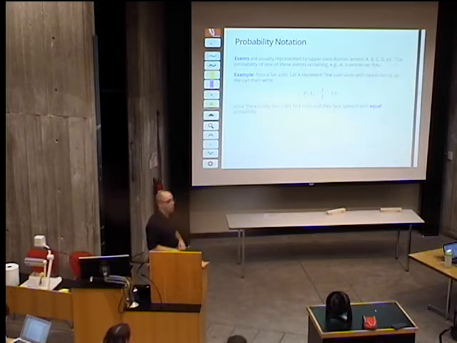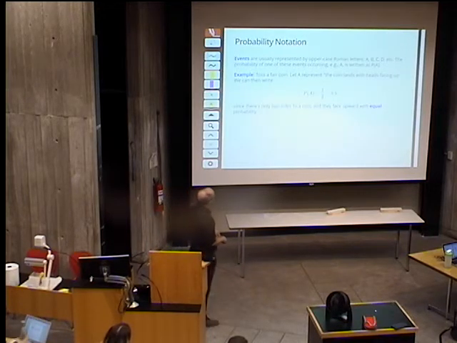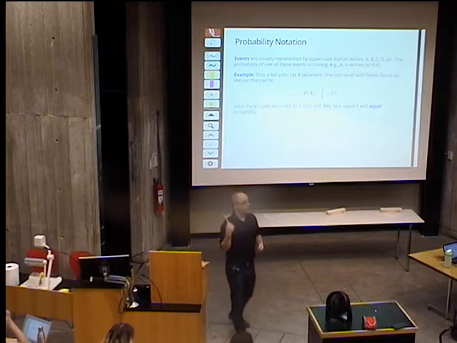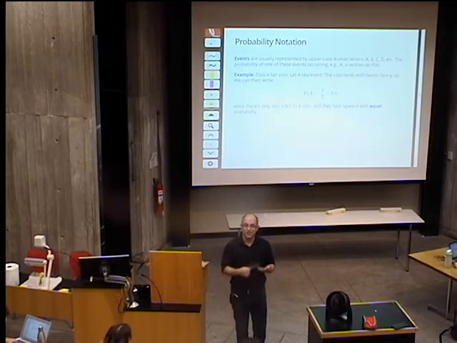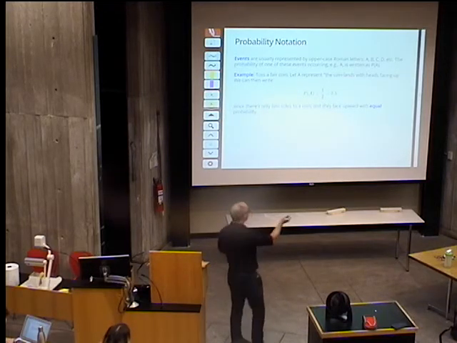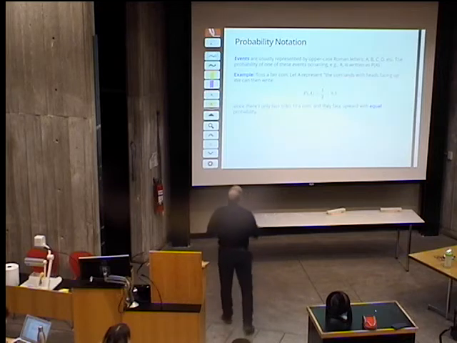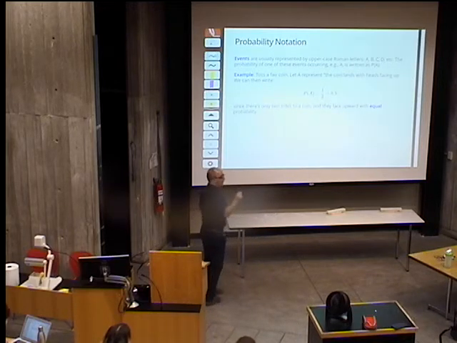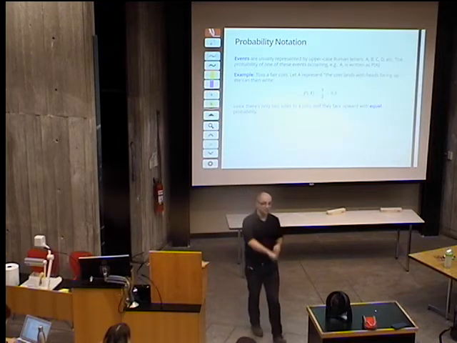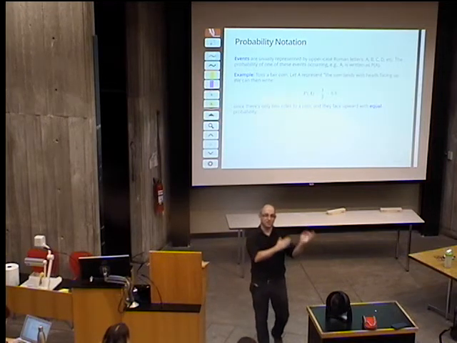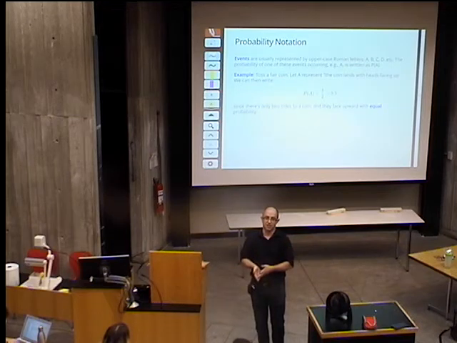So, some notation. An event is usually denoted by an uppercase Roman letter. A, B, C, D, E, F, G, things like that. So if you see one of those referring to an event, then here's an example. Let's say I have a fair coin. A fair coin is one in which a fair flip, a non-tricksy magician flip, has a 50% chance of heads, 50% chance of tails. That's what's fair. It's a fair 50-50 coin.